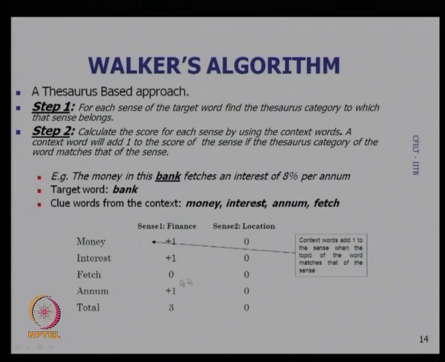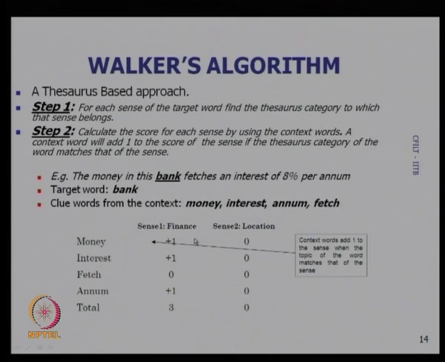Fetch does nothing to either sense. Annum is a financial term, and so this adds 1 again to the finance counter, nothing gets added to location. So, after we have made use of all the clues, we find that the finance counter value has become 3, location counter value is 0. Okay, so, this is an elegant simple idea which says that for each sense go on incrementing the counter from the overlap of the context words and thereby find out the winner.